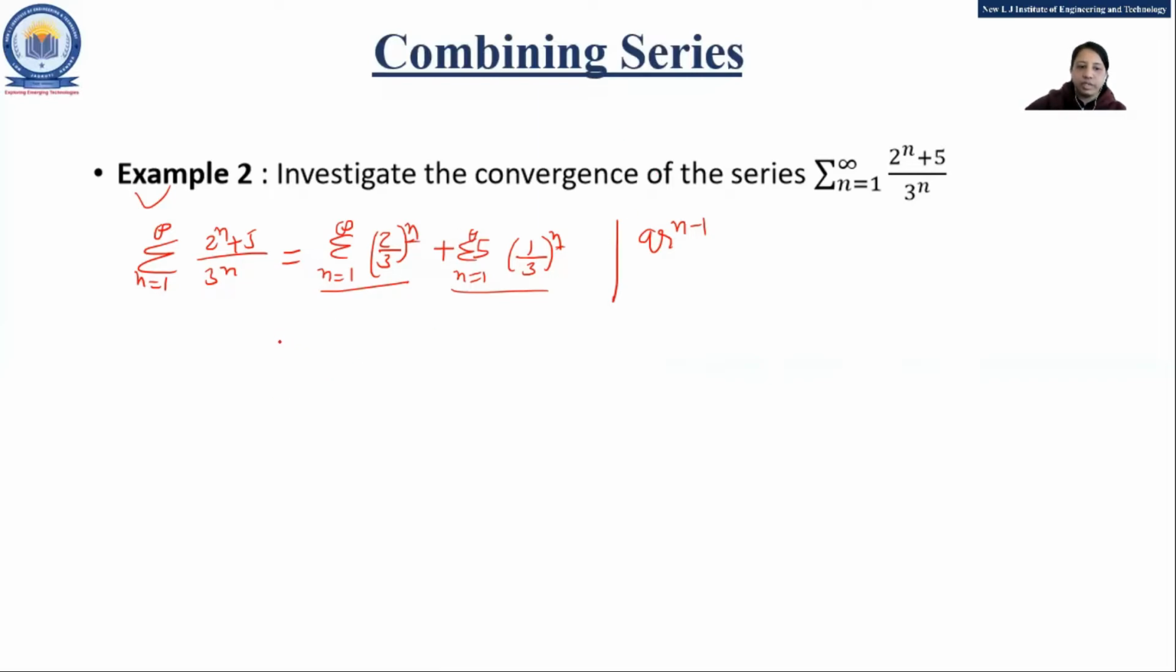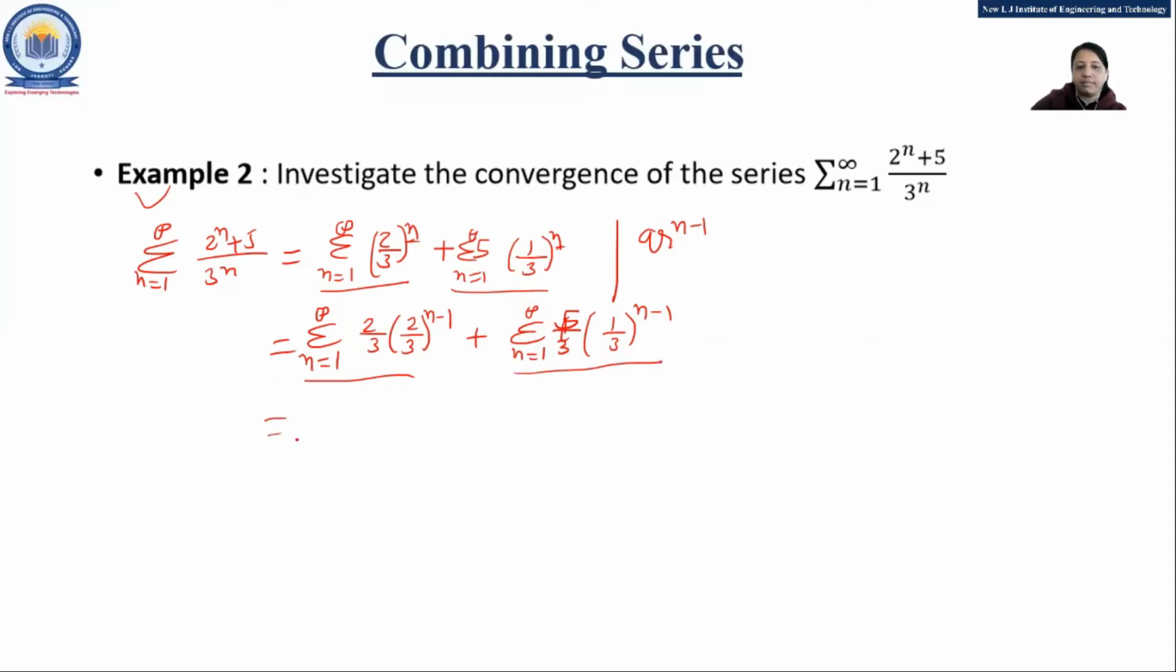Just take a 2, 3 common. So n equal to 1 to infinity, 2 by 3 common. So what is supposed to be there? 2 by 3 raised to n minus 1, plus summation n equal to 1 to infinity, 1 by 3 again common. Sorry, it's not 1 by 3, it's 5 by 3, because 5 is already there, and 1 by 3 raised to n minus 1. Fine. So these are two series, and obviously both are geometric.